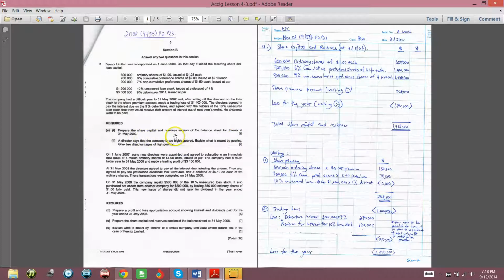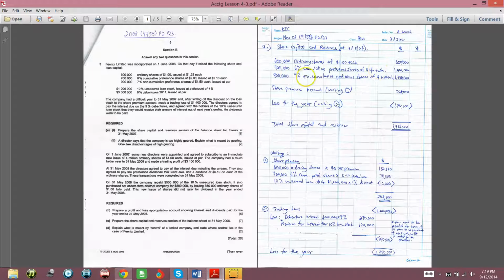Okay, prepare the capital and reserve section of the balance sheet of Phoenix at 31 May. So part A is not confusing. So capital and reserve section. So this is 600,000 ordinary shares at $1 each. So issued at a premium, right? But still this one you put at the par value. So I'm calculating the share premium account. So this share is issued at a premium. So how much is the premium? 600,000 times 25 cents premium. So 150,000. 700,000, 6% cumulative preference shares of $2 issued at $2.10.